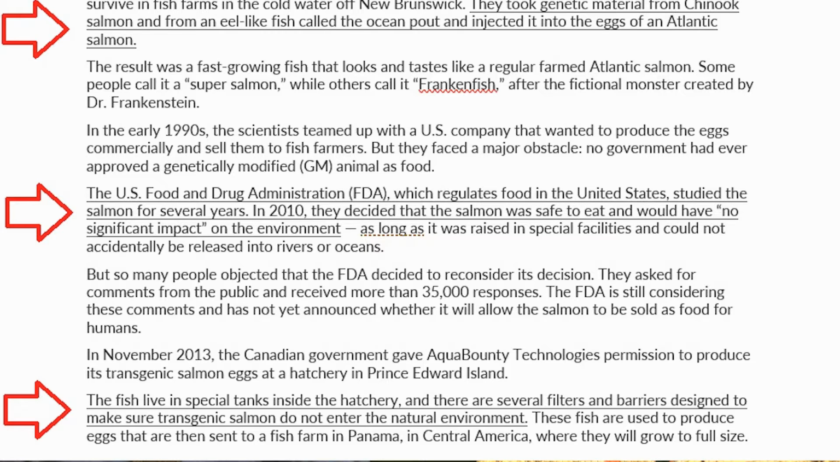These fish are used to produce eggs that are then sent to a fish farm in Panama, Central America, where they will grow to full size. And what do you think about that sentence, that they're in these special tanks with filters, can't get out, so they can't enter the other? That sounds like another pro, that these fish can't interact and affect the environment. So I think that might be something to underline as well.